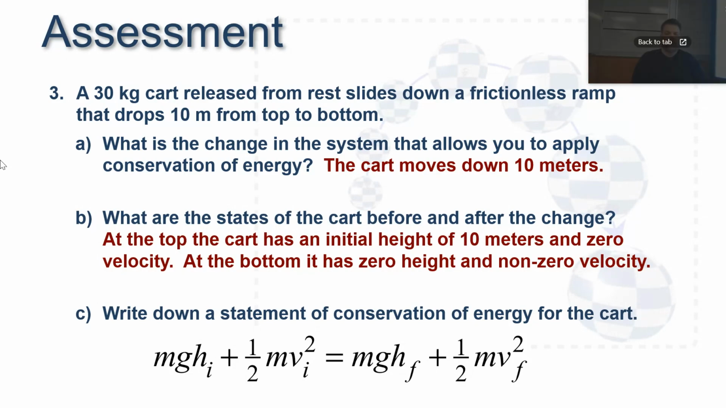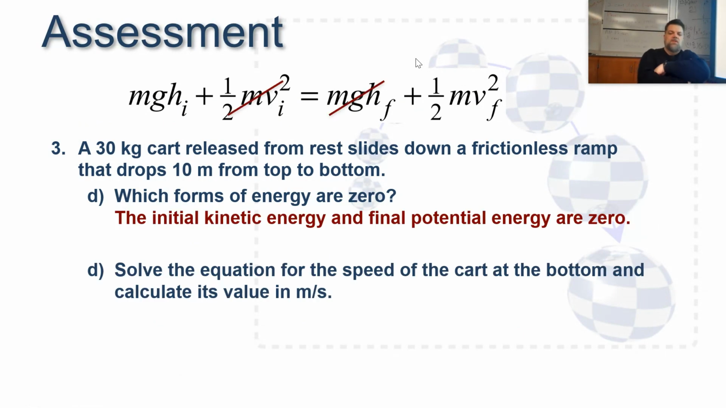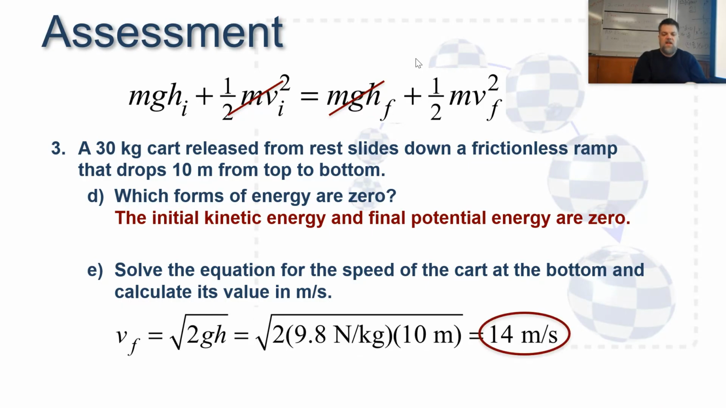Okay. So then, yeah, let's finish this up. So what form of energy is 0? Well, the initial kinetic energy was 0, and the final potential energy was 0. We rigged it up that way. So write that down. And then we went through and we did all the math, and we got 14 meters per second. So write down the question and the answer.